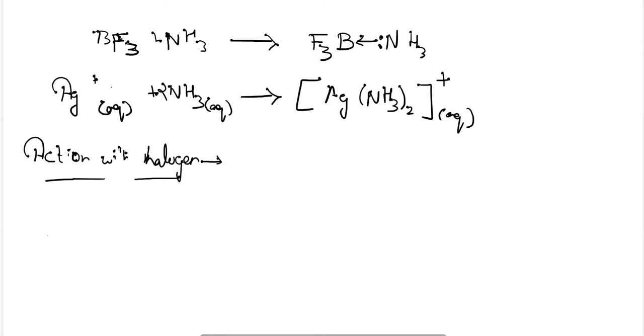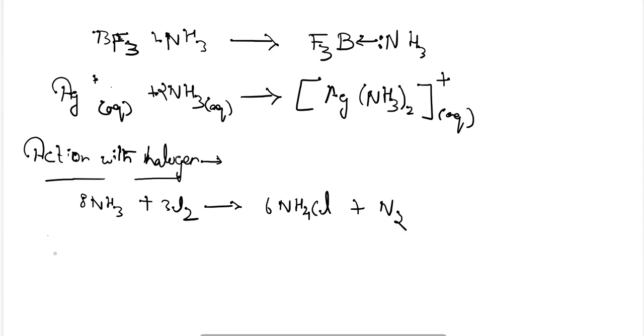Let's discuss some of the properties of ammonia with halogens. When ammonia reacts with Cl2, ammonium chloride will be formed with dinitrogen. Similarly, when ammonia reacts with Br2, ammonium bromide will be formed here with dinitrogen. So these are some of the properties of ammonia with the halogens.